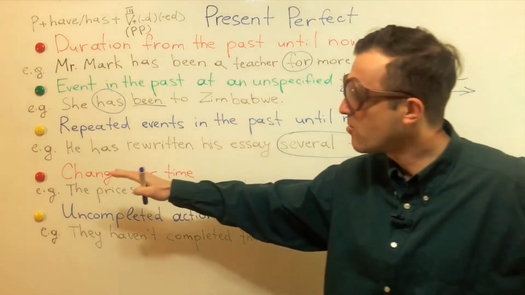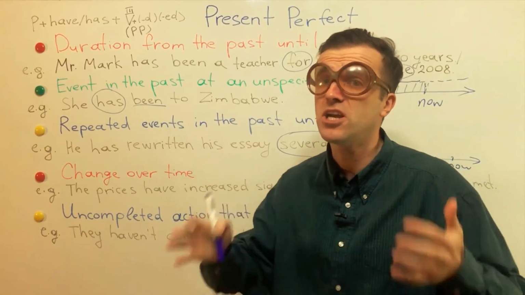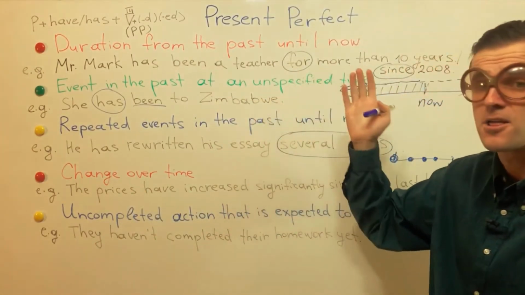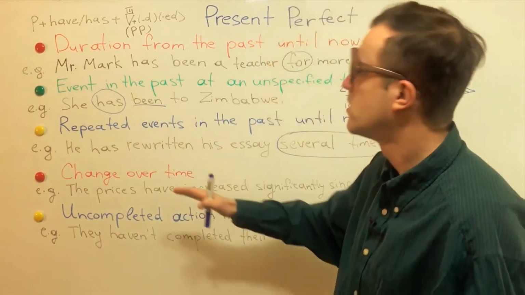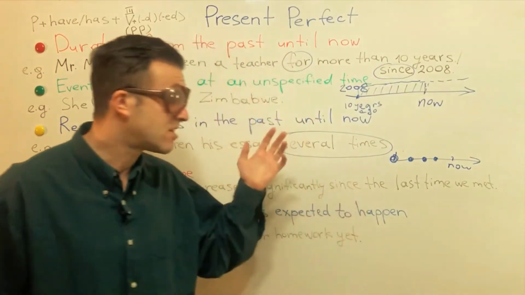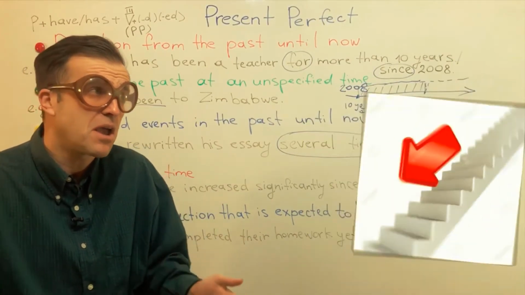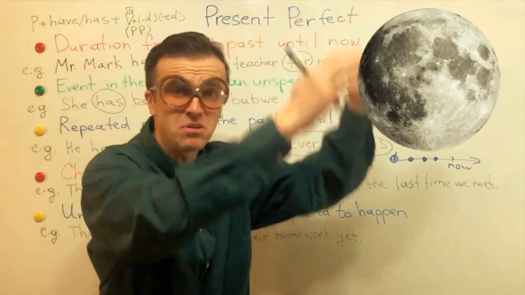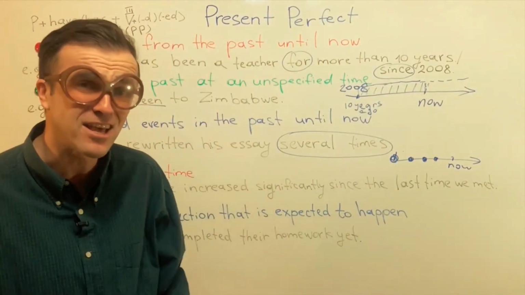Okay, so the next way of using the present perfect is change over time. When we have some changes over time, we need to use the present perfect. And we have the result of these changes, of course, because another name of the present perfect is the present result. For example, the prices have increased significantly since the last time we met. So we have some progress or regress of the prices. Yeah, because the prices have gone to the moon, have skyrocketed. So we don't like this, but we have to face that.